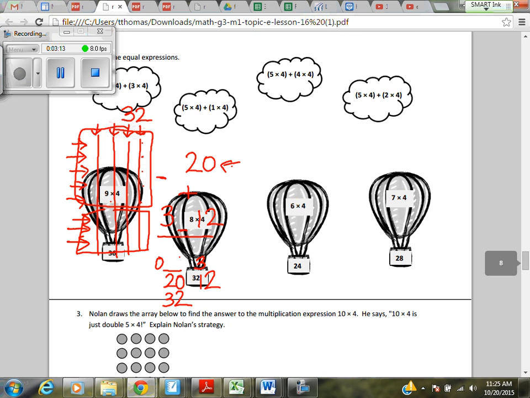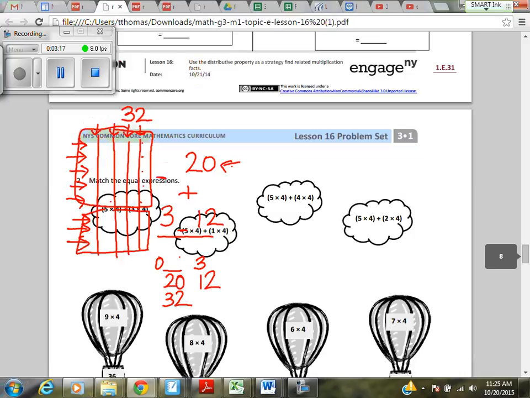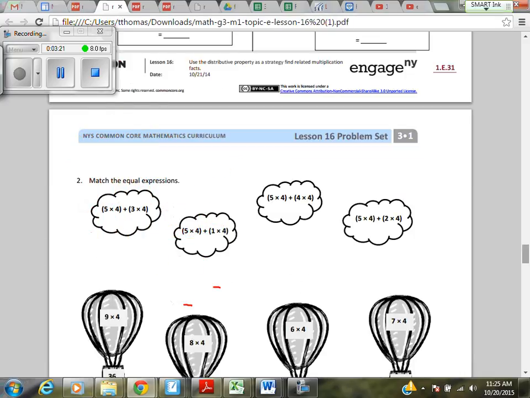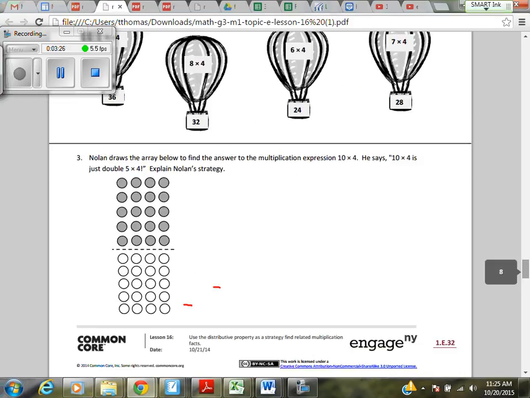If you look below, there's also a category for number 3, and I'm going to erase what I did here. So for number 3, many of you have review written on that. It says Nolan draws the array below to find the answer to the multiplication expression 10 times 4. He says 10 times 4 is just double 5 times 4.